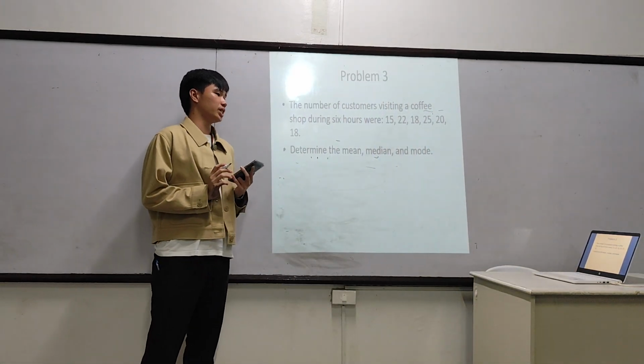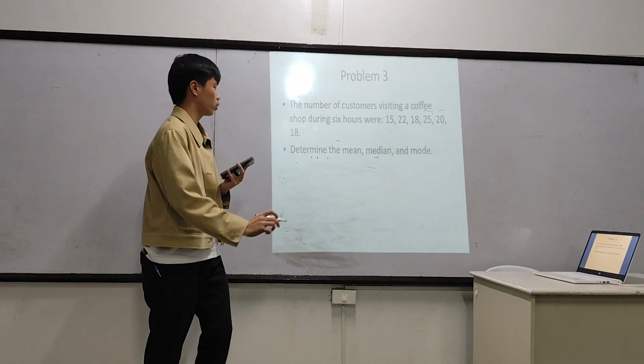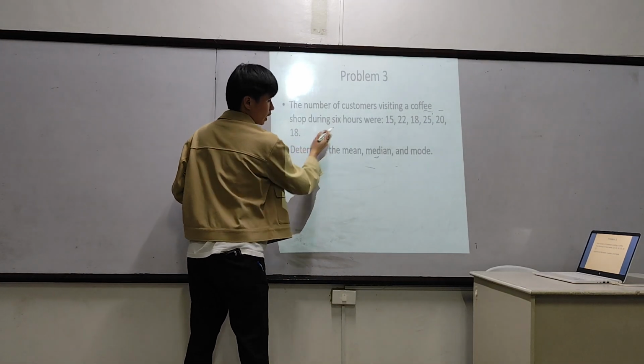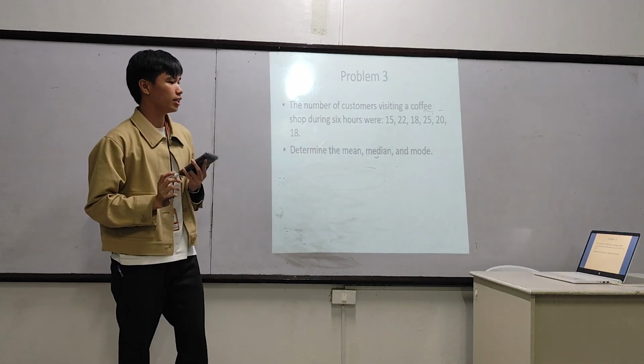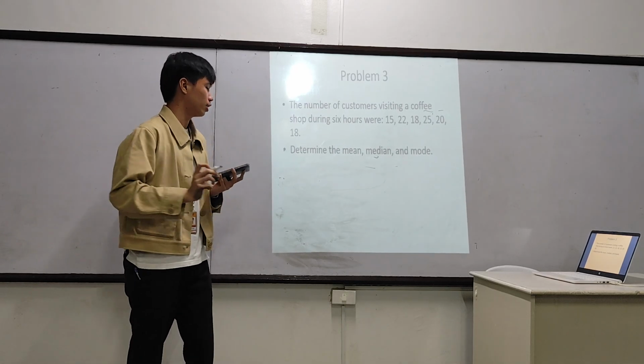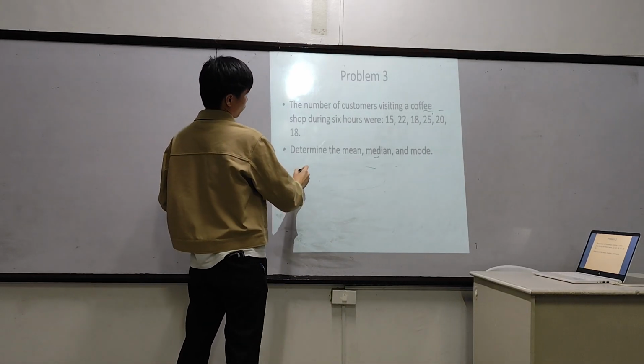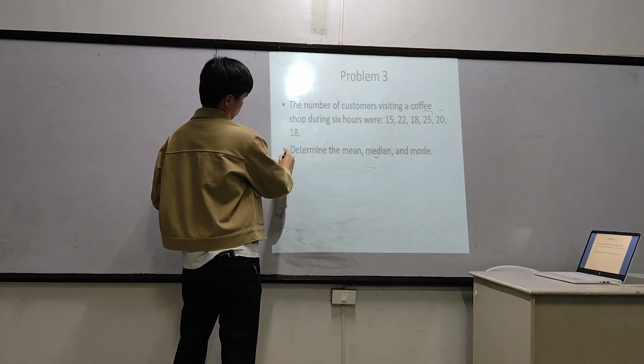The number of customers visiting a coffee shop during 6 hours were 15, 22, 18, 25, 20, and 18. So, let's find the mean, median, and mode.